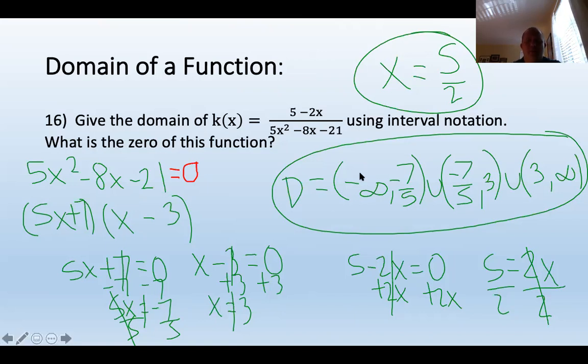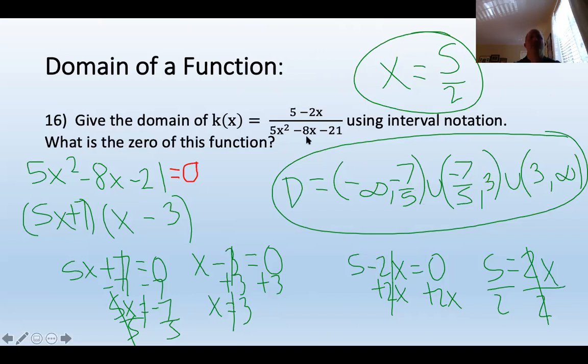So we're going to make 3 different intervals that are joined with unions. So our domain is going to go from -infinity to -7/5 with a parentheses so we don't include the -7/5, union. Then we're going to go from -7/5 to 3 with parentheses for both so we don't include the -7/5 or the 3, union, then parentheses 3 so we don't include the 3 to infinity. And so those are our 3 intervals that are joined together with unions.